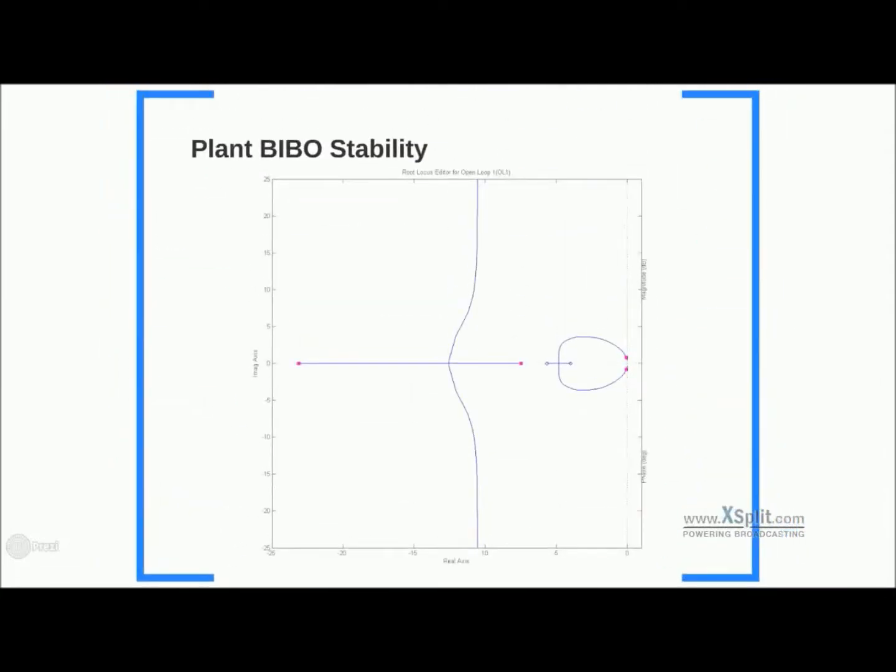Using MATLAB, we created this root locus plot, which determined for us that this plant by itself was stable because it had no right-hand plane poles and just left half plane poles.